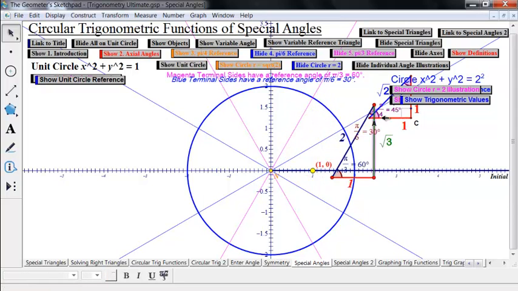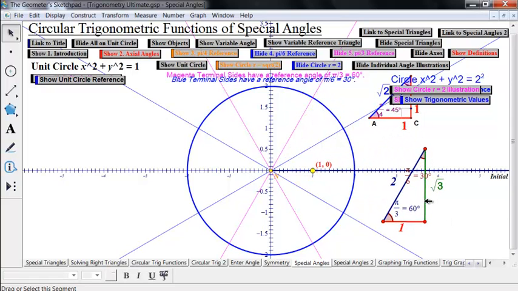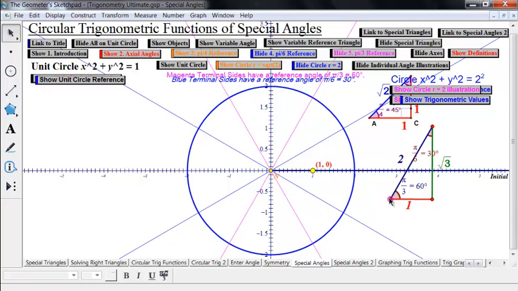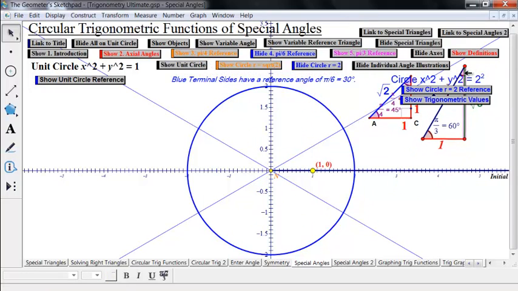But it turns out we can take that same triangle and turn it over, okay? And by turning it over, we can put the 30 degrees at the vertex, and we end up with the blue angles. So the blue ones are ones we're going to be looking at in this video, and those blue terminal sides, again, naturally on a circle of radius 2, are going to have reference angles of 30 degrees, or pi over 6 in radians. So let's take a look at those.